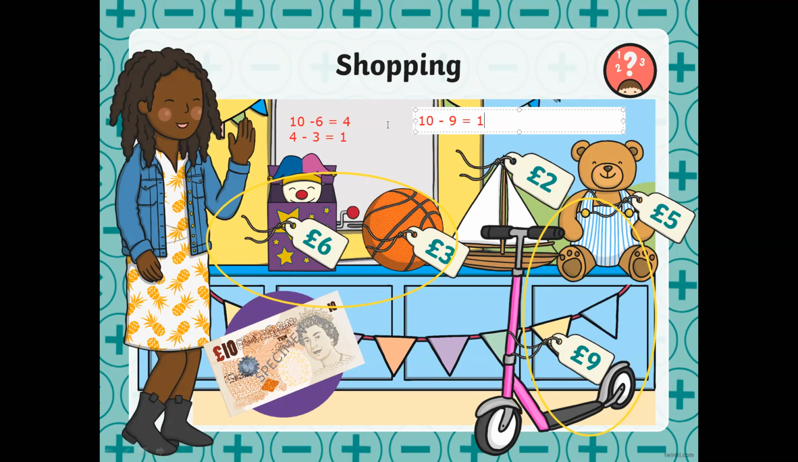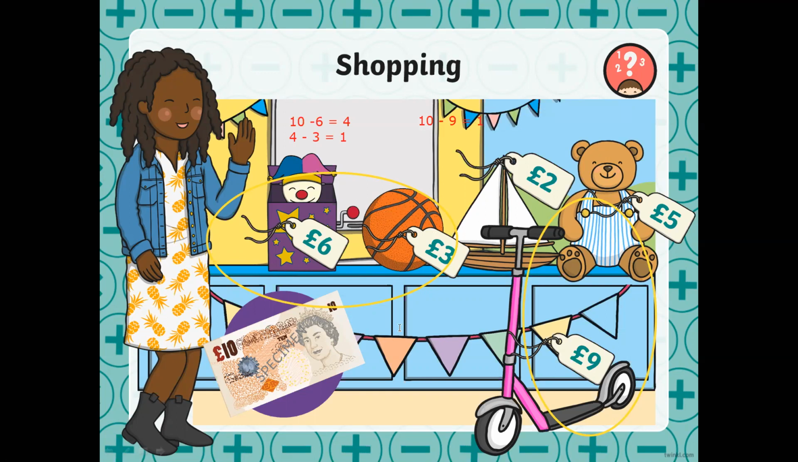Is there anything I can buy here with $1? Everything is more than $1. So if I bought the scooter, it's only going to be the scooter. I won't buy anything more. So the $10 buys this scooter, and let's see what else.